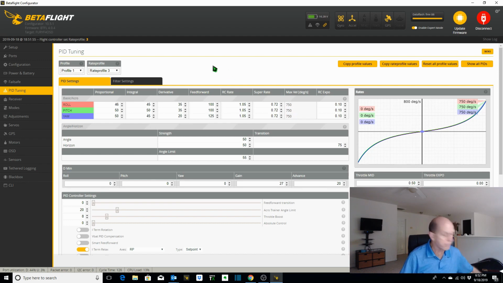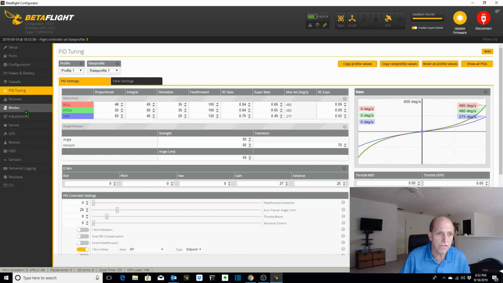And then, since we've got a 3-position switch, what I did is I set up Rate Profile 2, splitting the difference between the race style rates and the freestyle rates. So the max velocity in degrees per second at max stick deflection is halfway in between my race style baseline rates and my freestyle baseline rates. Now, that's how you set this up on your Rate Profiles tab over here under PID Tuning.